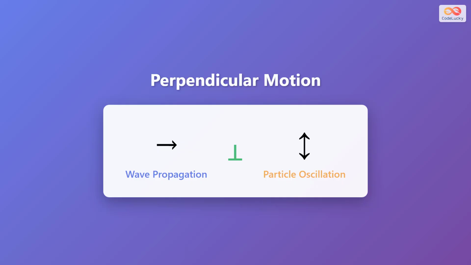Here's the key concept to understand. Wave propagation moves in one direction, shown horizontally. Particle oscillation, however, occurs perpendicular to this direction, moving vertically up and down. The perpendicular symbol represents this 90-degree relationship between these two motions. Think of it this way: the energy travels forward, but the particles themselves don't travel forward with the wave. Instead, they vibrate in place, moving perpendicular to the direction the energy is traveling.